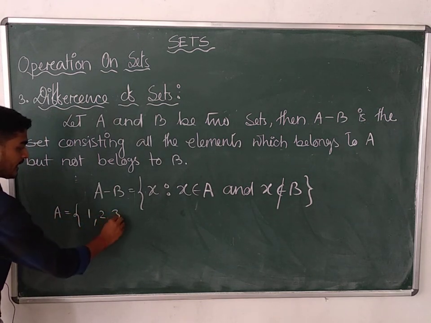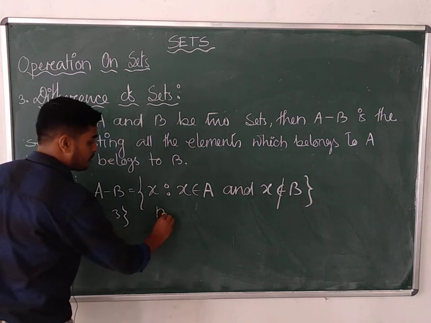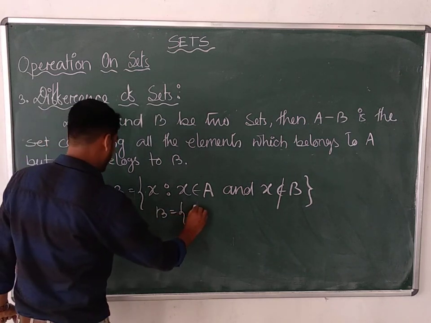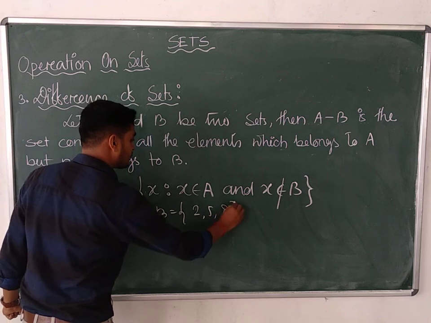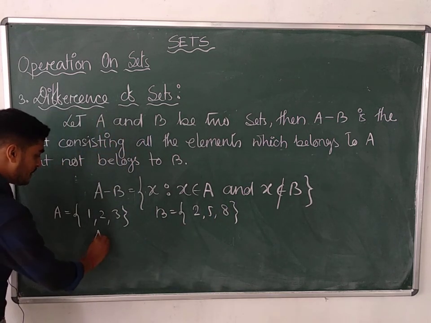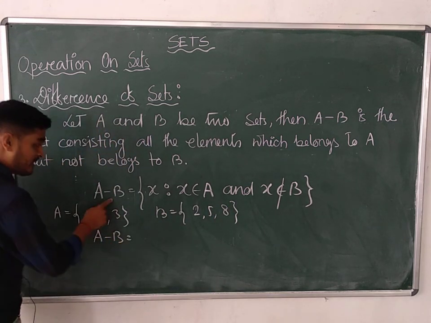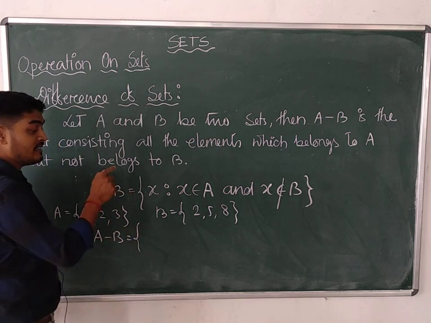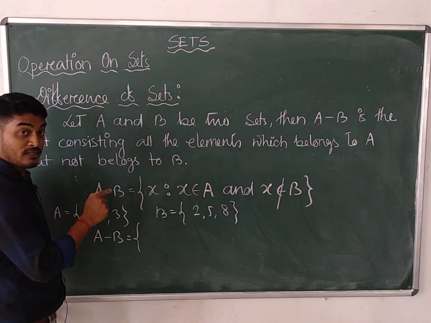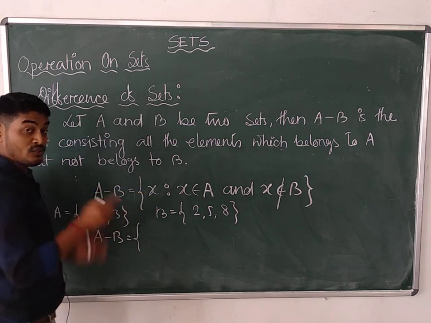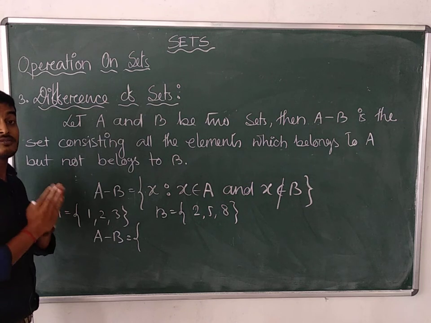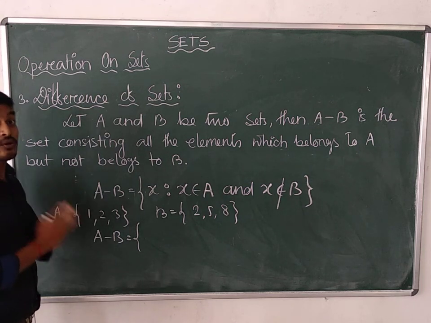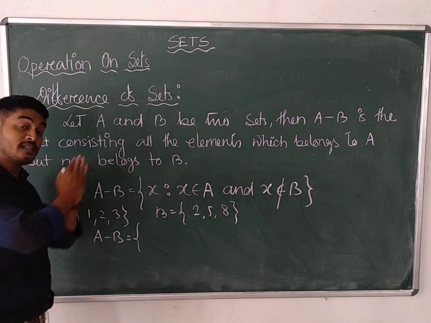A is the set which contains three elements 1, 2, 3 and B is the set which contains, suppose, 2, 5, 8. So then A minus B means what? Just go to the definition. A minus B itself is a set, obviously. It will contain all those elements which are there in A. We consider the elements which are not in B. That means we have to give importance to the elements of the set A only. You will not consider all those elements which are in B.